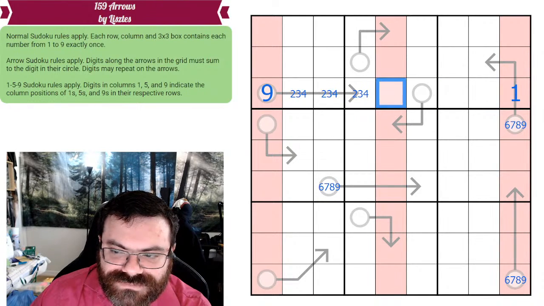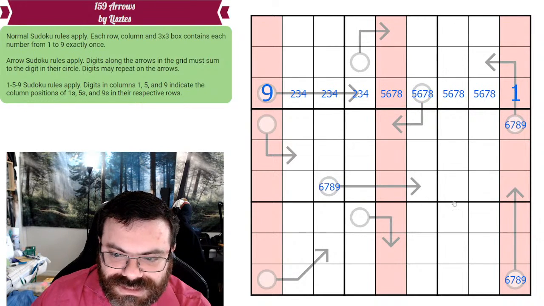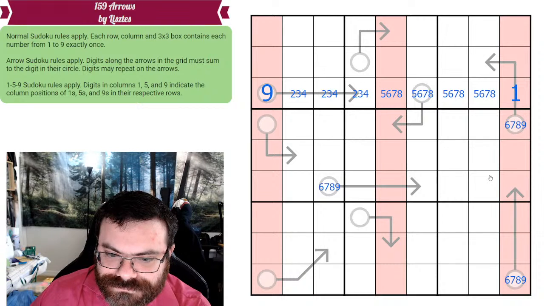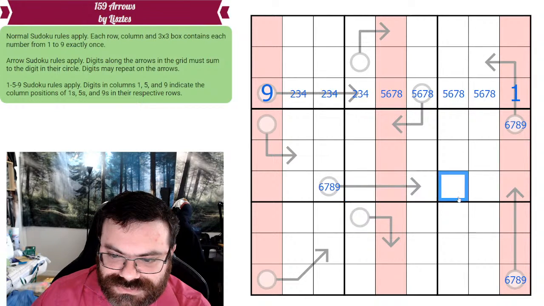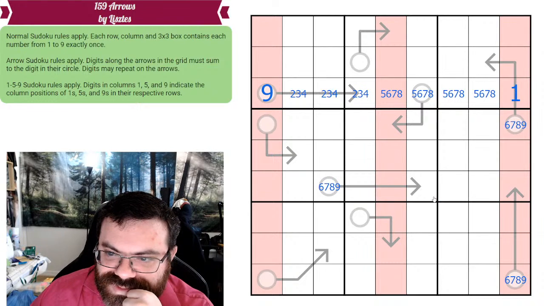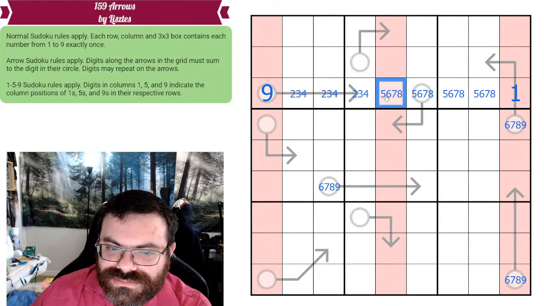So the 5 is in either 5, 6, 7, or 8. That's true of the rest of these, actually. See, if that were a 9, this would be a 3. That would force this to be 1, 2, 6. Let's see, any other easy ones? Oh, the 1 here puts the 9. Okay, that's fine.